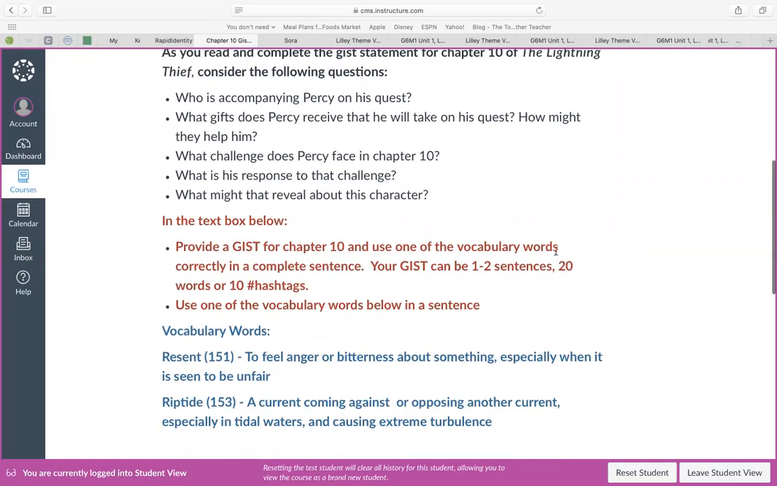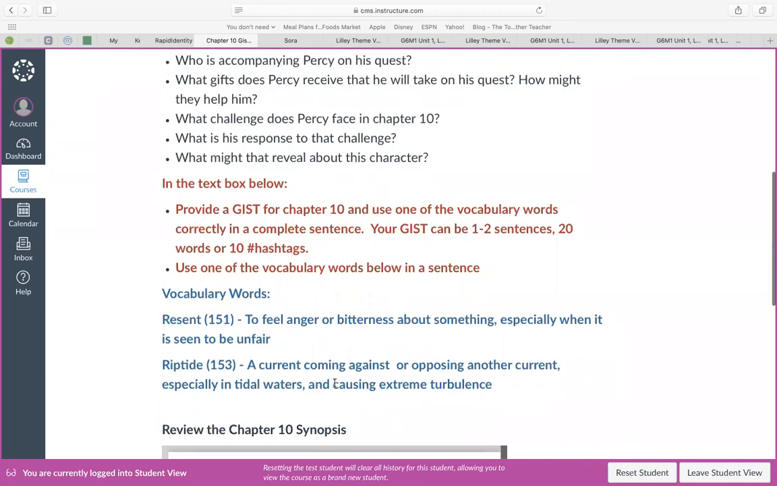Now down here in red is what you need to add to your text box. One, you need to provide a gist for chapter 10, putting your gist in your own words. Your gist can be 1 to 2 sentences or about 20 words, or you can do 10 hashtags. Remember, gist is in your own words. You're not copy and pasting from the synopsis or from another website. The second thing you need to write in your text box is a sentence that you make up using one of the 2 new vocabulary words. The 2 new vocabulary words and their definitions are listed below. So please make sure you do both.